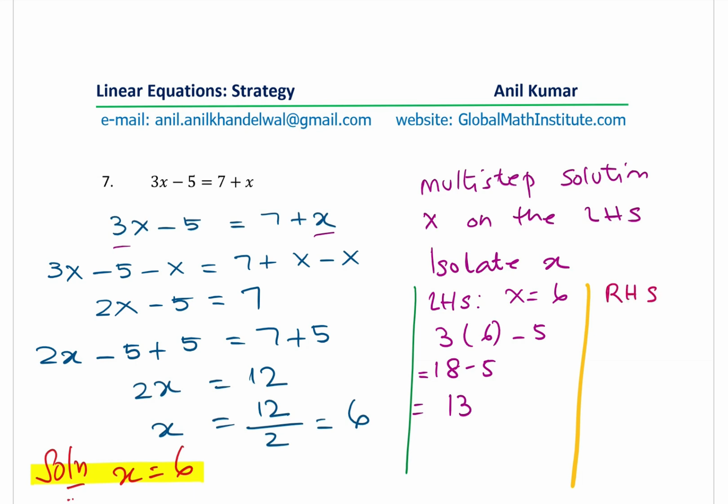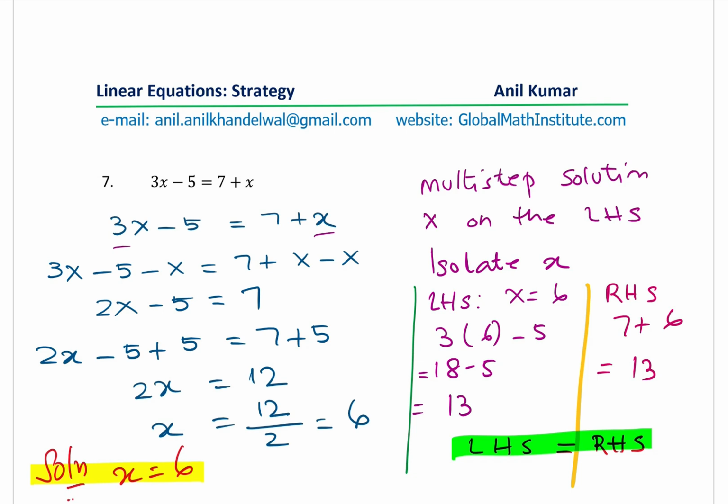On the right hand side, we have 7 plus x. X is 6 for us. And when you add 7 and 6, we do get 13. So we realize that left hand side is indeed equal to right hand side. And that is what we mean to check. Is that clear to you? So if you have variable on both the sides, this is the way to solve it.